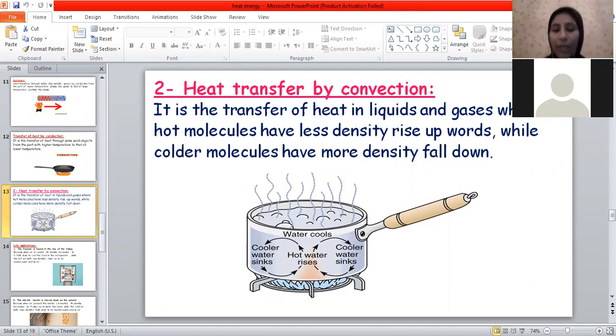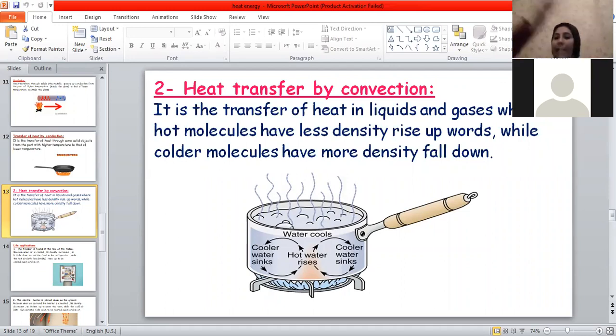Like here, if you heat some water, the hot water will rise up. Why? Because the hot water has less density than the cold water. So the hot water will rise up, and the cold water will fall down.